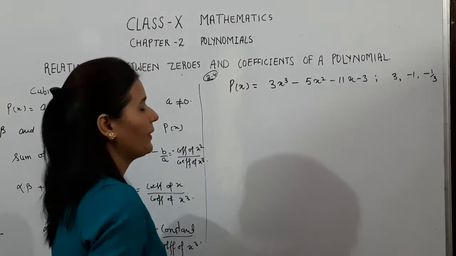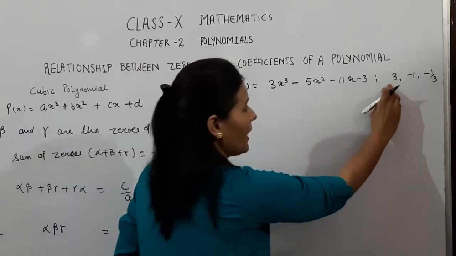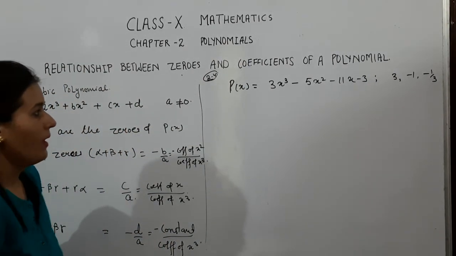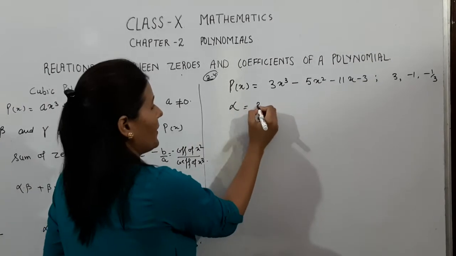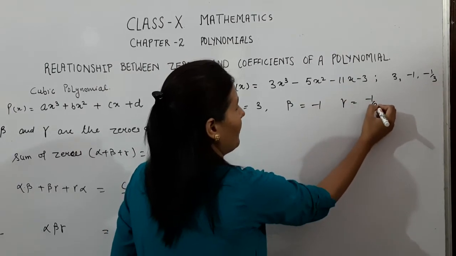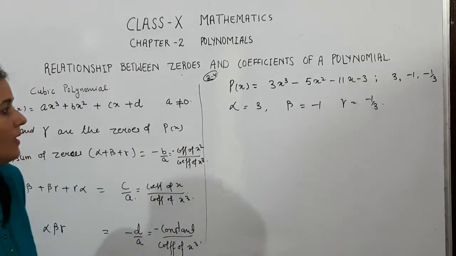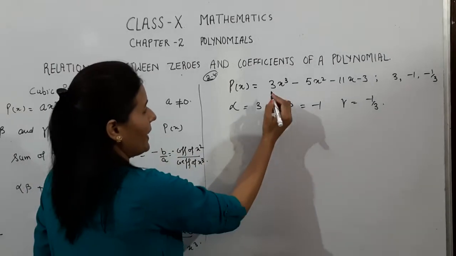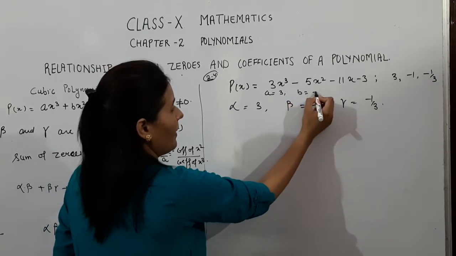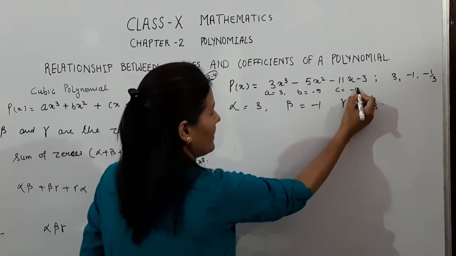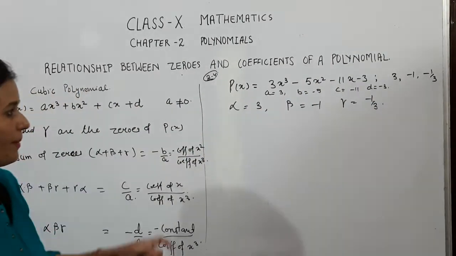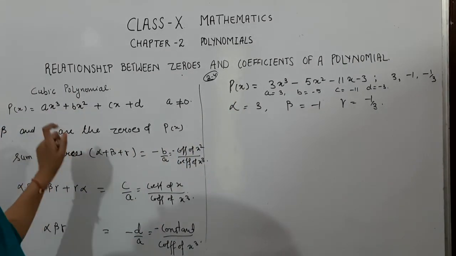I will be solving one question for you. Here we are given both the zeros and the polynomial, so no need to worry about finding the zeros. We are just checking: alpha is 3, beta is minus 1 and gamma is minus 1 upon 3. So a is 3, b is minus 5, c is minus 11 and d is minus 3, comparing with the standard form.